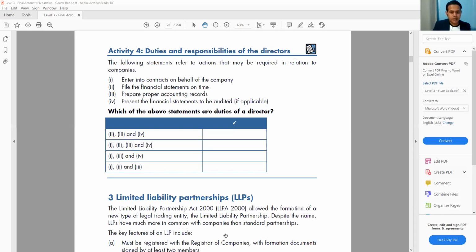It says enter into the contract on behalf of the company. So what are the responsibilities of the directors? The first one, they said enter into the contract on behalf of the company, file the financial statement on time, prepare proper accounting records, present financial statement to be audited if applicable. Which of the above statements are duties of a director? So out of these 4, we have to choose which one is not part of our director responsibilities.